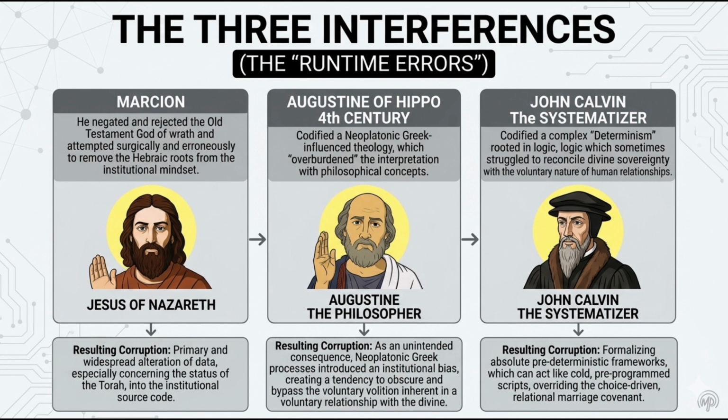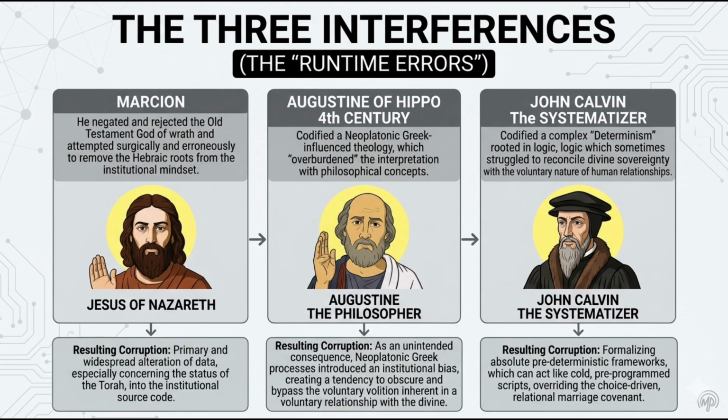Now, you have to understand the cultural friction of the time. There was a lot of anti-Jewish sentiment in the Roman Empire. Very heavy anti-Jewish sentiment. Marcion essentially looked at the Hebrew scriptures and decided he didn't like them. He was heavily influenced by Greek thought, which often viewed the material, physical world as inherently evil or flawed. So he applies this Greek lens to the biblical text, and what does he do? He fundamentally severs the text.